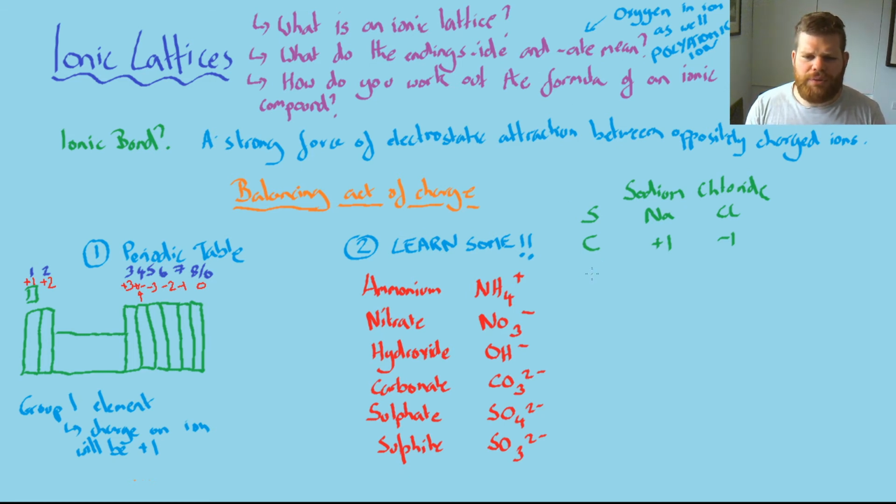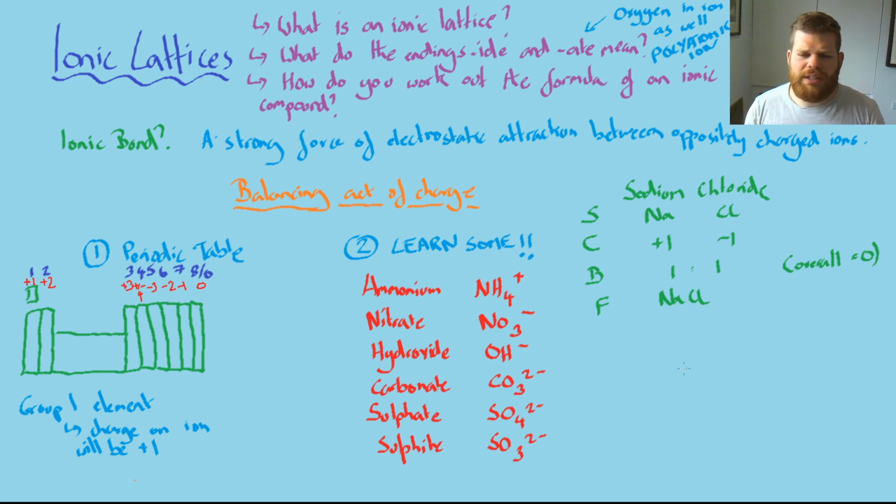What I then do is balance them. I've just got to make sure that the overall number is 0. Currently I've got +1, -1. +1 is 1, -1 is 0. So they are already balanced. They're in the correct ratio. I need them in a 1-to-1 ratio. So therefore my formula is going to be NaCl. Okay, easy.